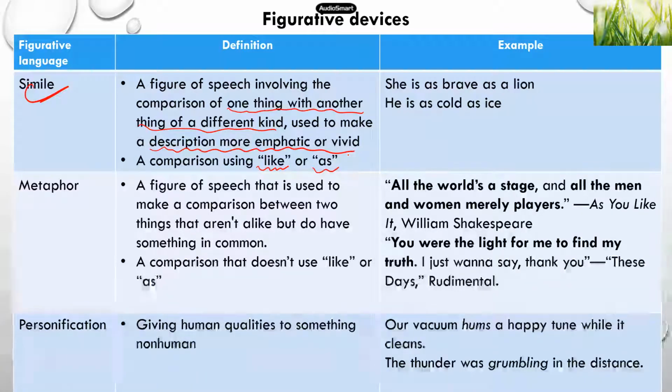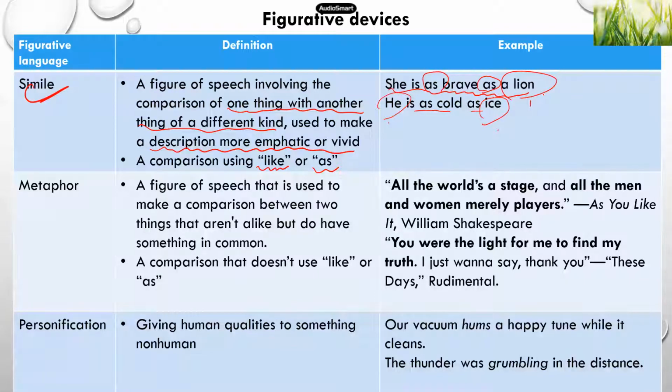Some specific examples. She is as brave as a lion, right? So you can see there is the word as. He is as cold as ice. Again, there's as here. So it's a comparison between a person or a person's personality with some object or some animal.